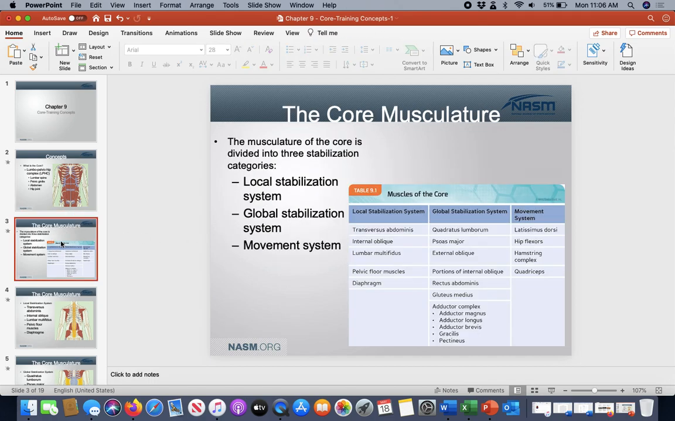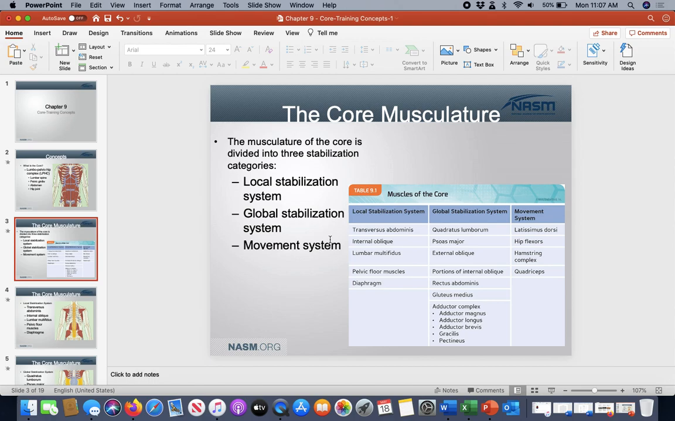So when you talk about the core musculature, there's three different sections really, or divisions of the core, or the stabilization or movement system. So when we look here, the local stabilization system, we're talking about more internal areas. The global system is going to be more external. That's going to still help with stabilizing the lumbopelvic hip complex and maintaining adequate posture, so that then you can use the movement system correctly and as needed. Okay, so that's what we're talking about.